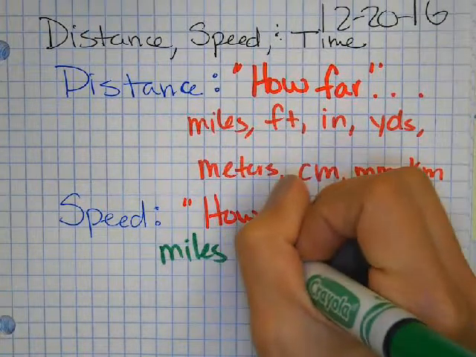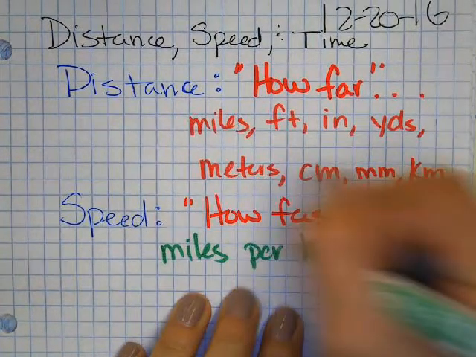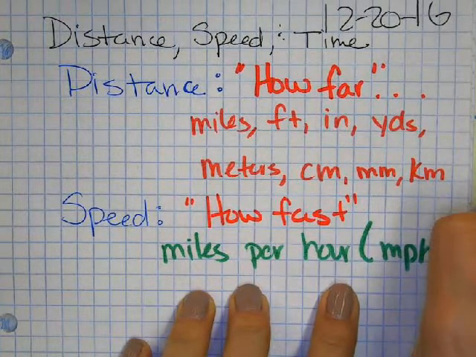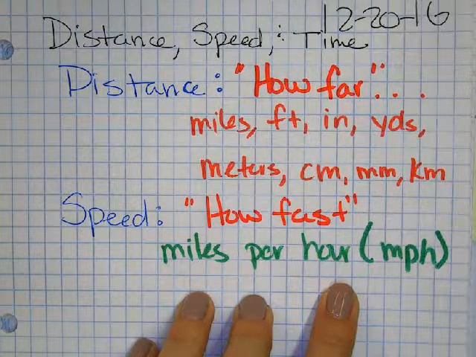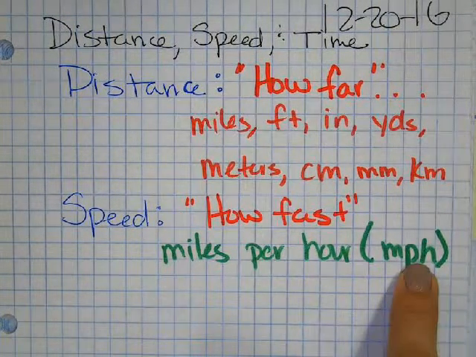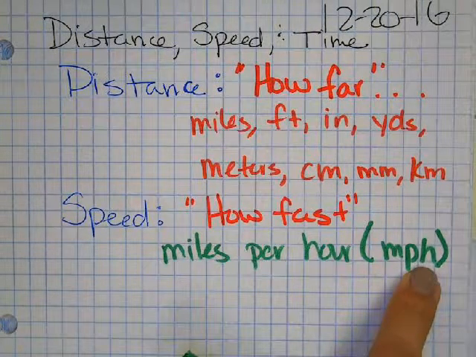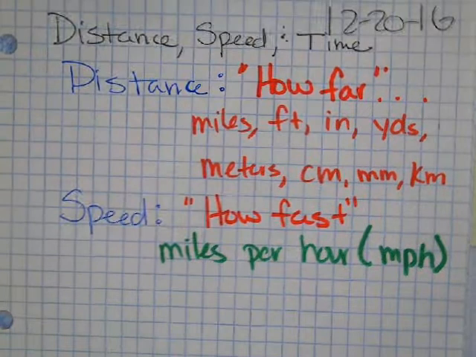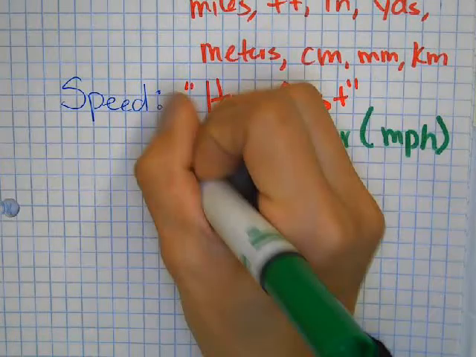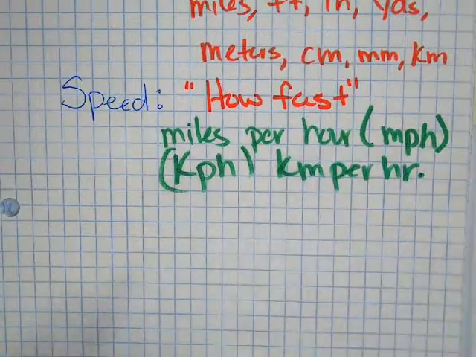Miles per, hold on. Miles per hour. Abbreviated, it would be MPH. No, this is how we measure speed. Speed is measured by miles per hour. What else? Kilometers per hour. Now, these are not the only ones.